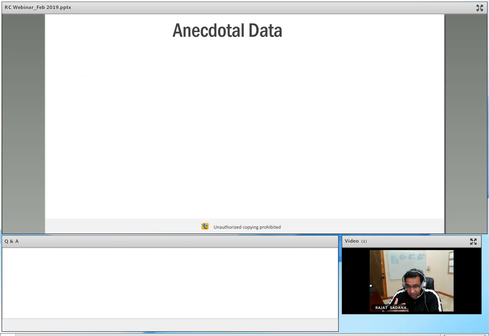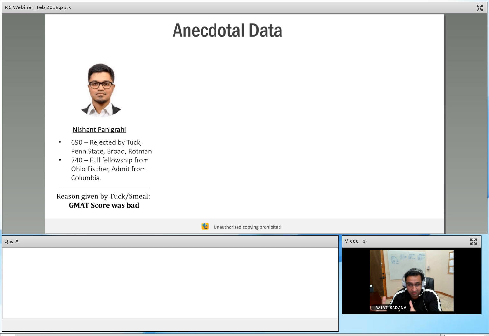And again, this is what we call statistical data. I'm going to really show some anecdotal data. As we say, our students get so many admits, so many scholarships. Example of a guy, Nishant, who was rejected by Tuck, Penn State, and a bunch of other schools at 690, and with 740 he got an admit from Columbia. He got full fellowship from multiple schools.